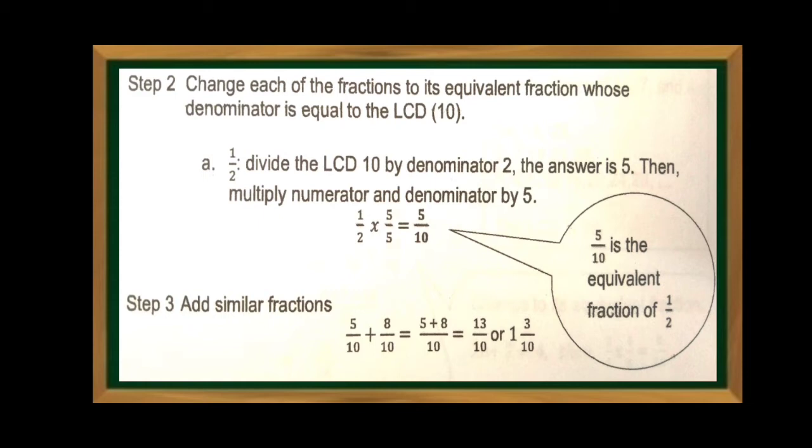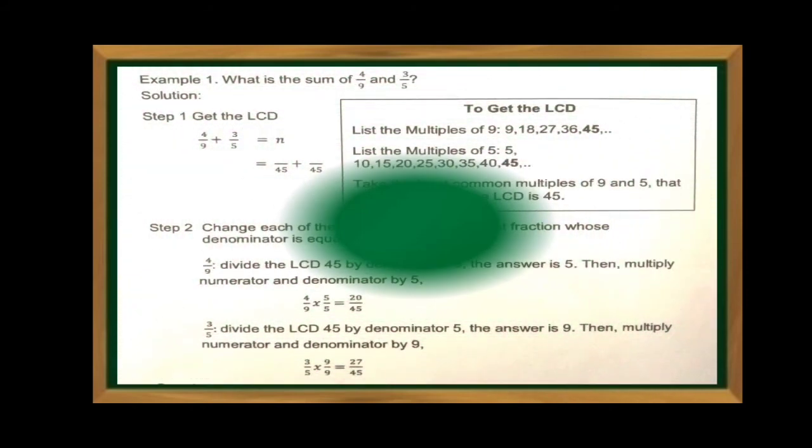Step 3. Add similar fractions. 5/10 plus 8/10 equals 5 plus 8 over 10. Then the answer is 13 over 10. And its lowest term is 1 and 3/10. So another example so that it is really understandable.